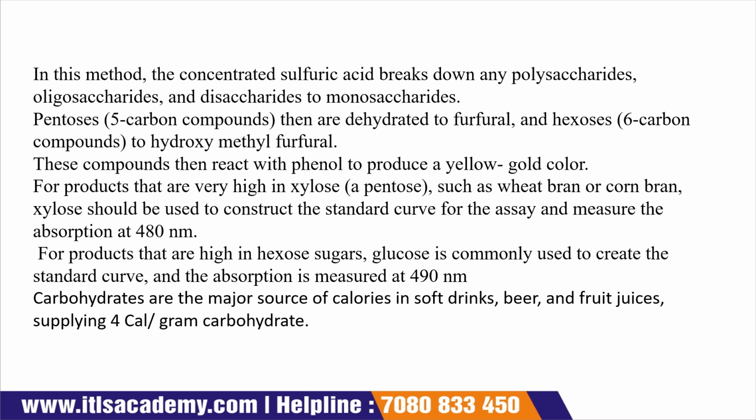We all know that when we use this phenol sulfuric acid method, we are using concentrated sulfuric acid, and this concentrated sulfuric acid breaks the polysaccharide, oligosaccharide, and disaccharide into the smallest unit, that is called a monosaccharide. Here the pentose, that is 5-carbon carbohydrate, is dehydrated to furfural, and hexose, which is a 6-carbon compound, is dehydrated into hydroxymethyl furfural.